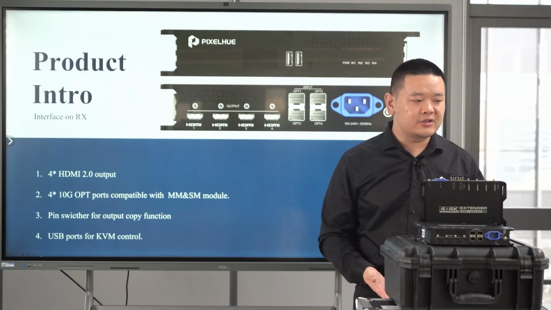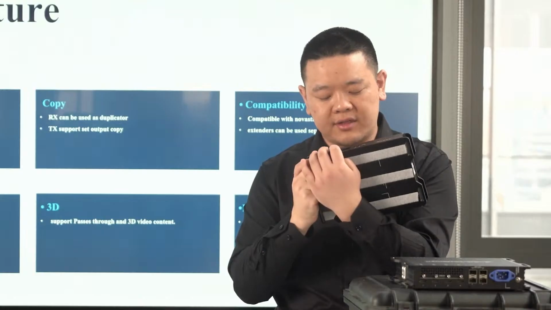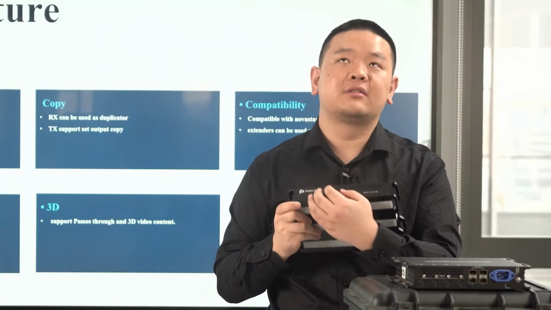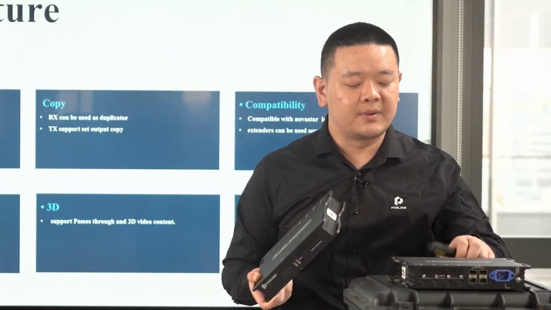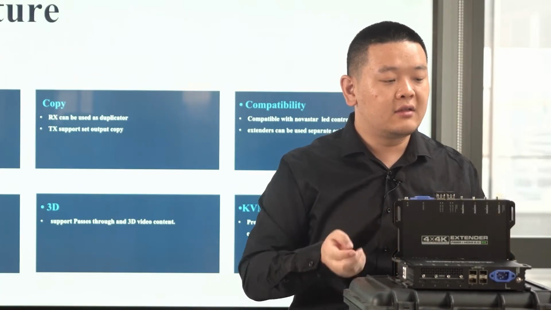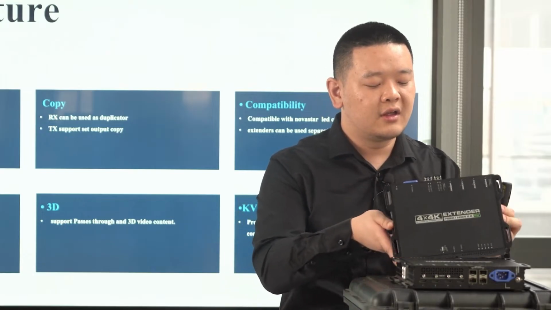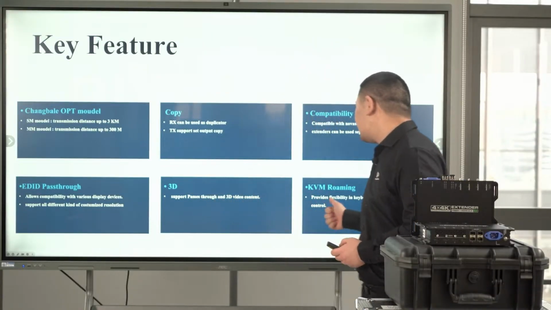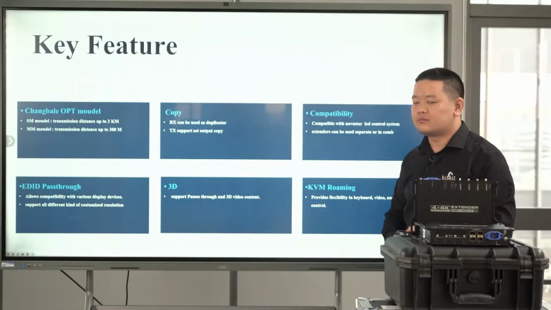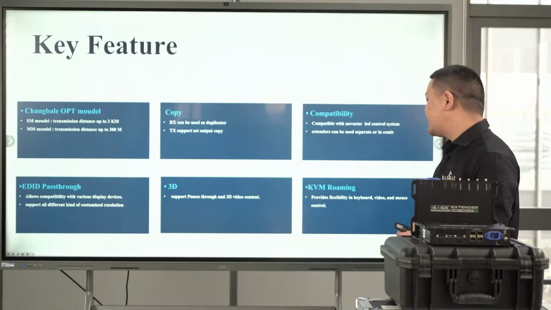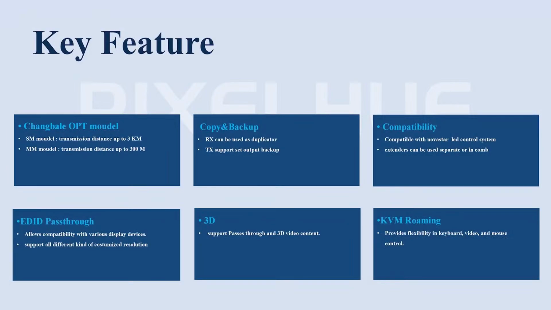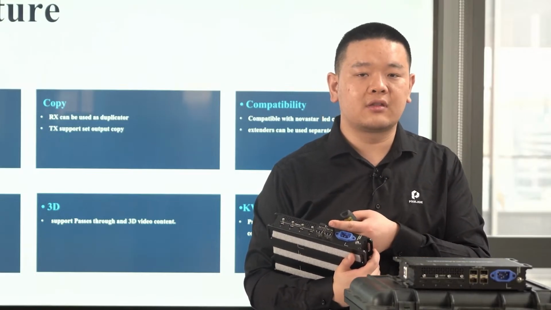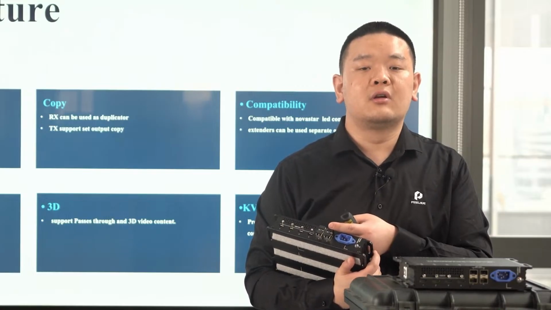And then the next page is the RX. It has some small functions here, used for update and copy functions. And then the last one is the KVM roaming function. If you have one server here, then output through this, there will be no signal split.